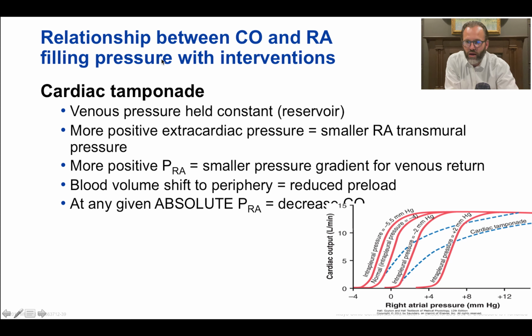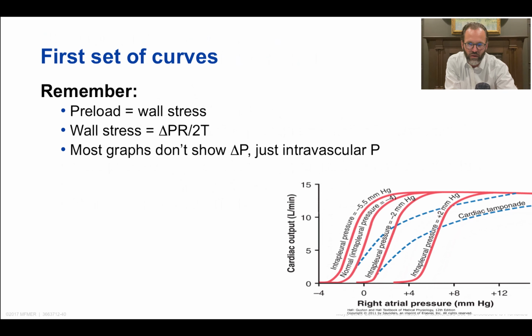Cardiac tamponade, again, with venous pressure being held constant inside the reservoir. You're going to have a more positive extracardiac pressure, a smaller right atrial transmural pressure. That more positive pressure is going to result in a smaller pressure gradient for venous return, blood volume shift to the periphery, reduced preload, and at any given absolute right atrial pressure, a decrease in cardiac output. So virtually identical to what you see with a more positive intrapleural pressure.